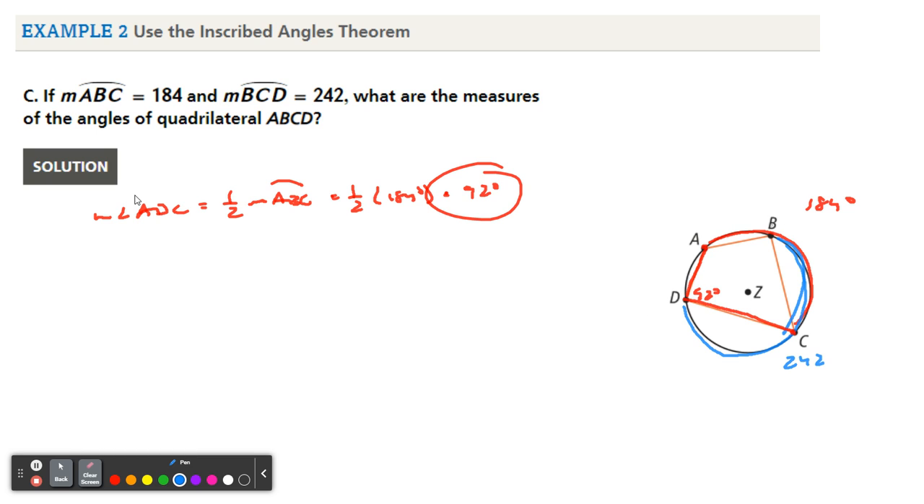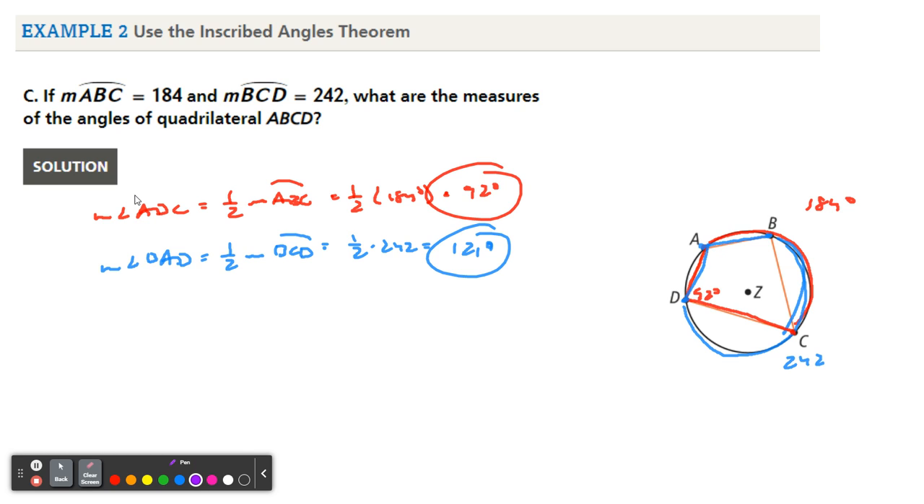Using the blue arc BCD, if we trace back B to A, trace D back to A, this means that angle BAD is the inscribed angle that intercepts arc BCD. So the measure of angle BAD will be half the measure of arc BCD. That means it'll be half of 242, and that'll be 121 degrees. So that was given to us, yes?